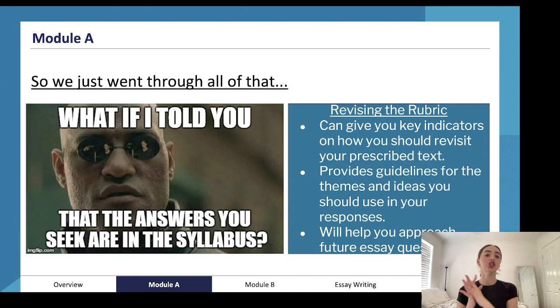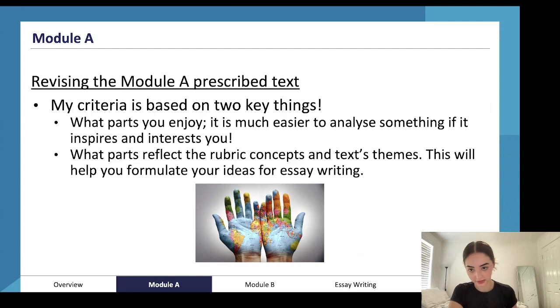So what am I trying to say? Revise the rubric. We've done it today. As you continue your study of Module A now, I would be continuing revising the rubric, and I would be doing more practice responses because the rubric's so fresh in your mind. It also provides guidelines for the themes and ideas you should use in your responses, and it will help you approach future essay questions.